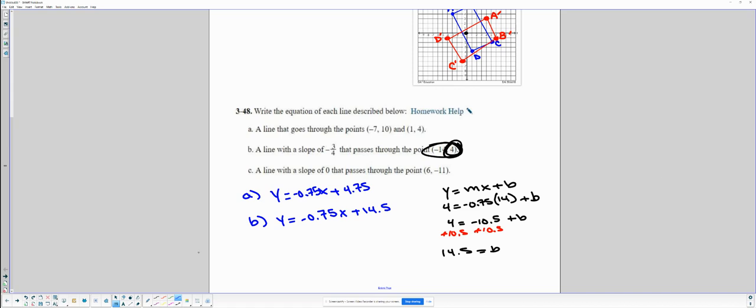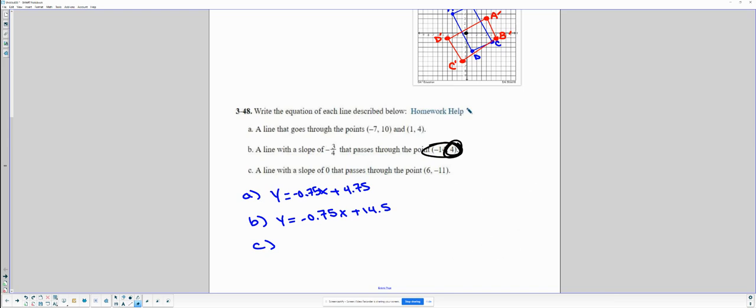Okay. Letter C. Find a line with a slope of 0 that goes through the point 6, negative 11. So we already know that this equation is going to be y equals 0x. Okay. So we know the slope is 0 because that's what it says. So again, we got to do the y equals mx plus b. Okay. And we know the slope is already 0.